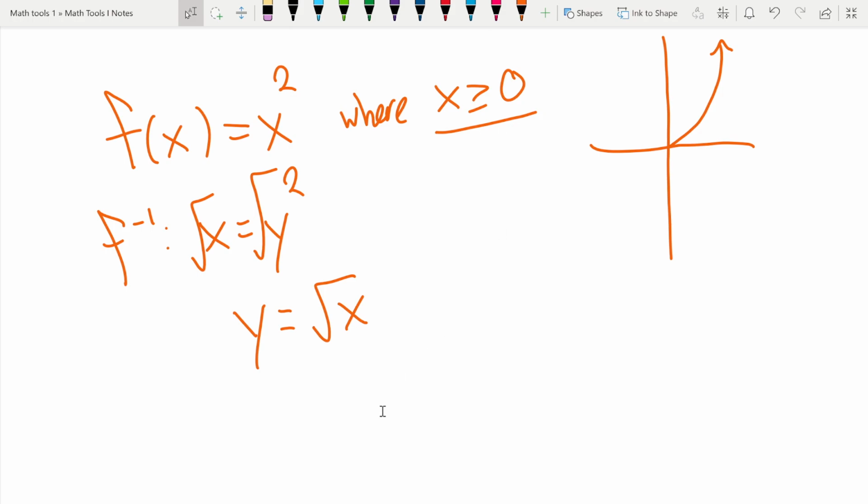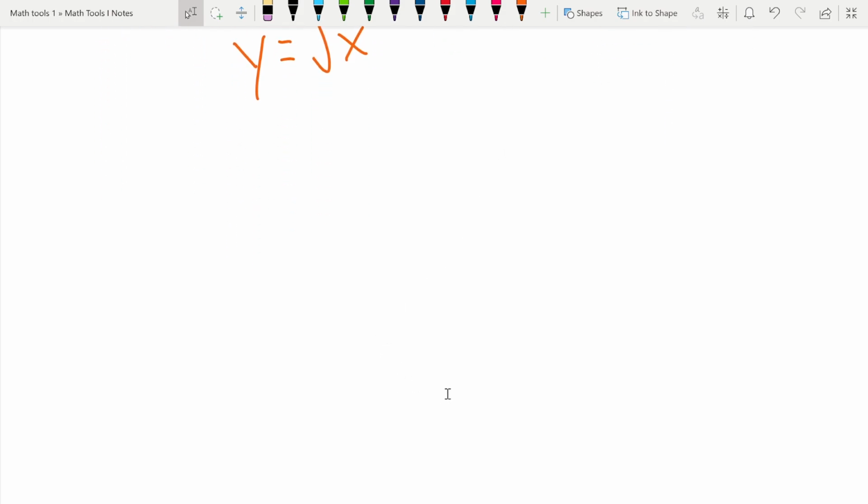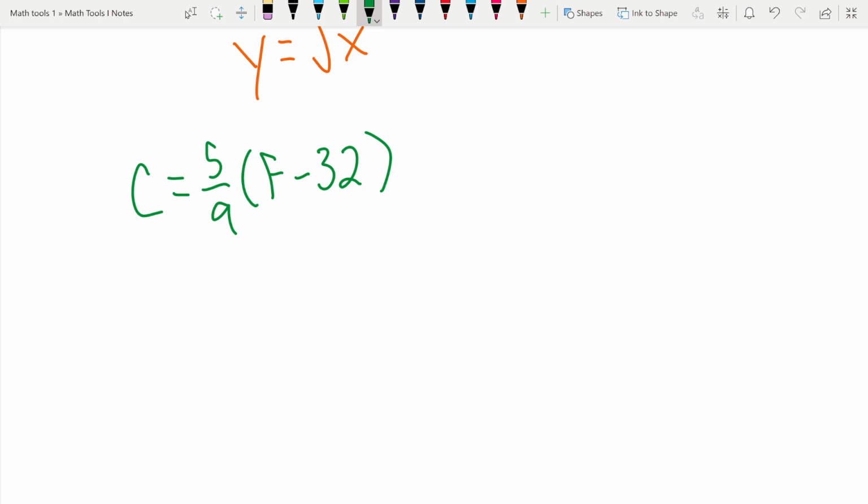Okay, so let's do one more example here. Here's a nice one. It gives us a little application problem. This is the formula for converting from Fahrenheit to Celsius. So you subtract 32 from the Fahrenheit and multiply by 5/9. So let's find the inverse function. In other words, what's a function that will let us convert from Celsius to Fahrenheit?